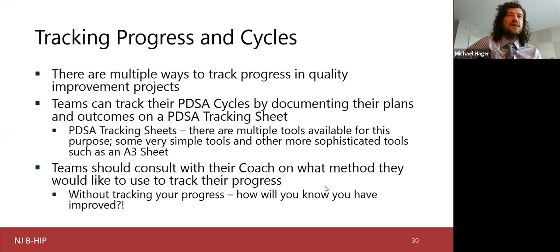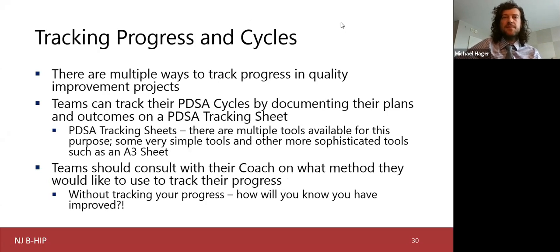So in terms of tracking progress and cycles, there are multiple ways to track progress in quality improvement projects. You can track your PDSA cycles by documenting plans and outcomes on a PDSA tracking sheet. A PDSA tracking sheet is something that IHI has examples of, CQII has examples of, and there are many examples. I think that you've used them before in the New Jersey Cross-Part Collaborative.